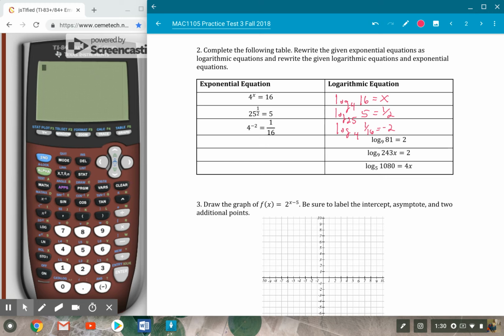And now on these, I'll just go the opposite direction. So this is the same thing as 9 squared is equal to 81. Over here, we would write this as 9 to the 2, or 9 squared equals 243x. And again, you don't have to solve that. Just leave it in that form. And this would be 5 to the 4x is equal to 1080. Just bouncing back and forth from exponential form to log form.